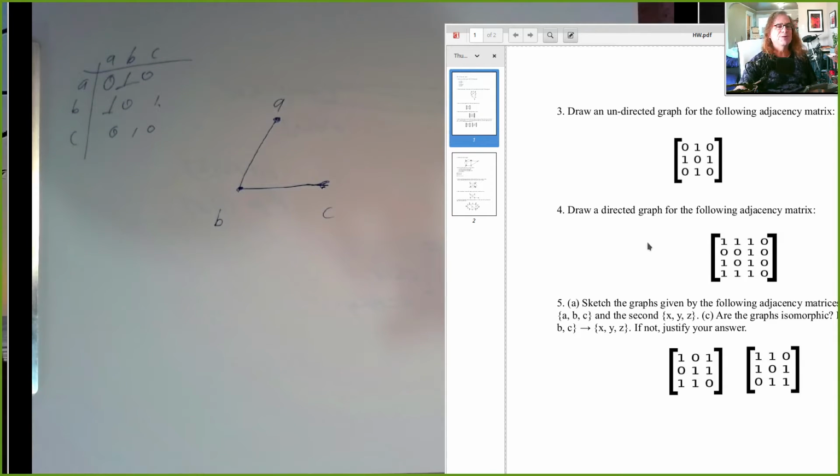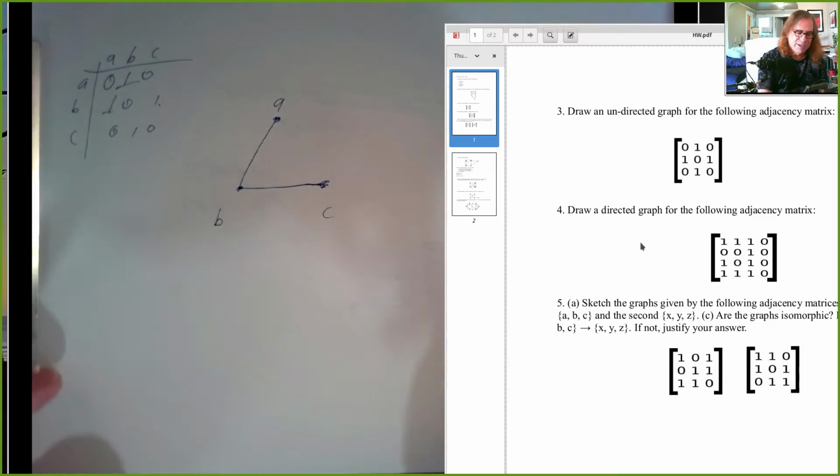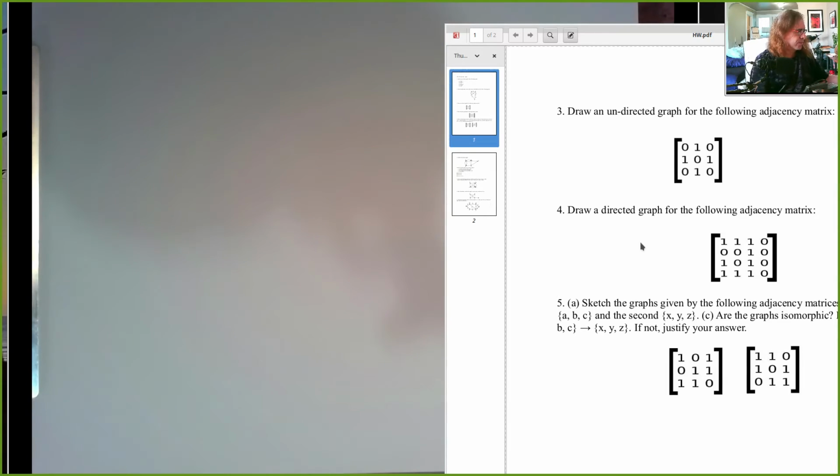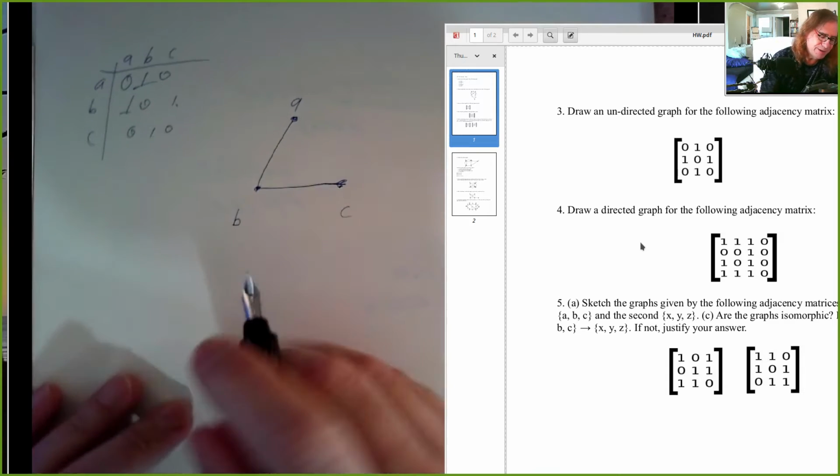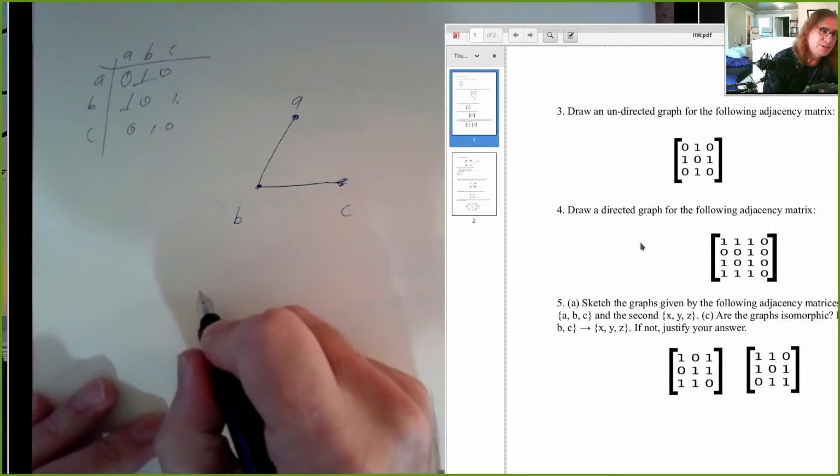Question 4 was drawing a directed graph, and I don't think I need to do that one. Everybody, I believe, got it right.